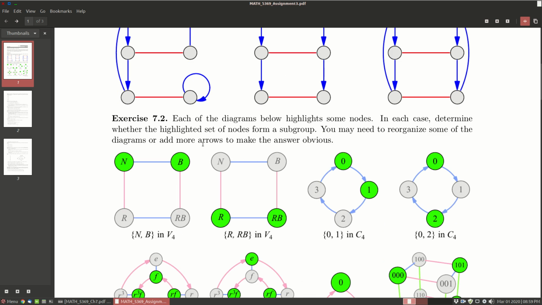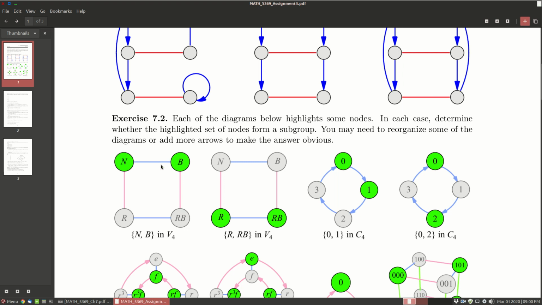7.2: each of these diagrams highlights some nodes. The idea is there is the larger group. So for instance, this is V4, and I've highlighted the identity and then just the B node. So this is somehow just a highlighted part. I want you to first of all tell me if this is a subgroup.